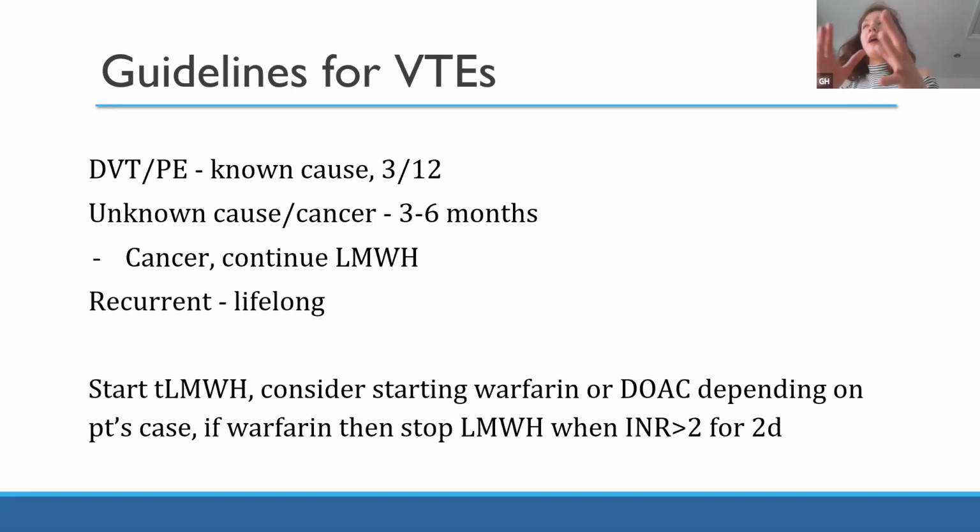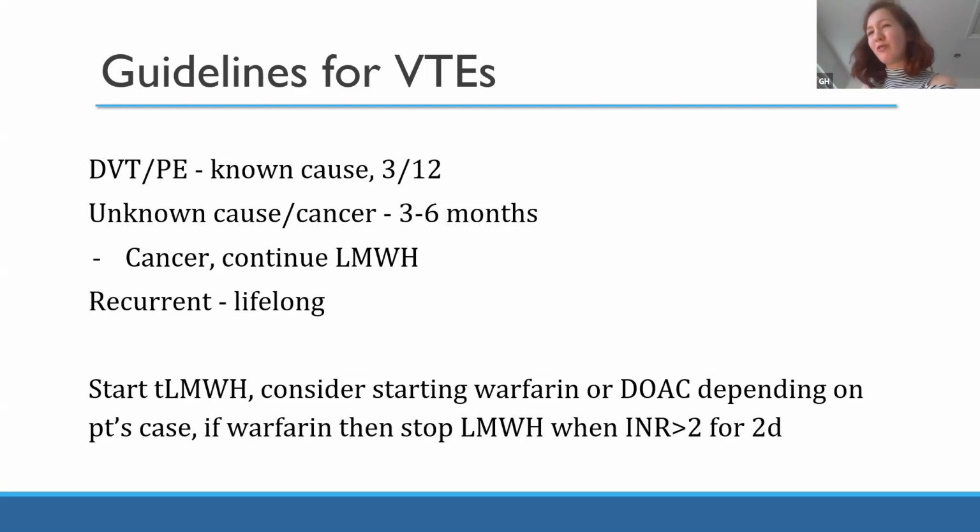If they had a DVT or a PE and then they've had their 6 months of treatment and then 2 years later they've had another one, then they're having recurrent events, so you want to just keep them on lifelong. You usually change them from low molecular weight heparin to either warfarin or DOAC.